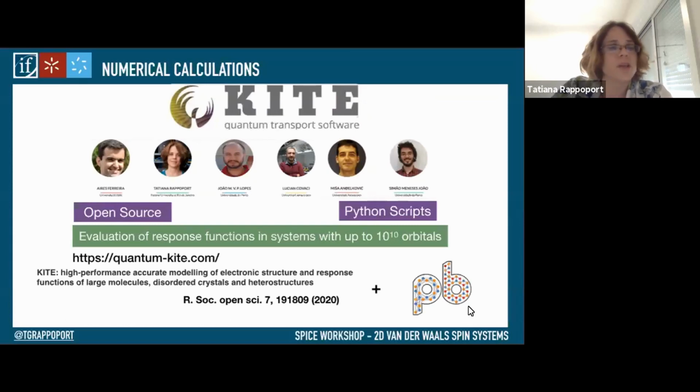It uses Chebyshev expansions to calculate response functions in real space, tight binding Hamiltonians. Not all my results are in real space anyway. And also the band structure calculations and the inputs for Kite are made with PyBinding, which is a tight binding package for Python, and it's quite nice to play around.